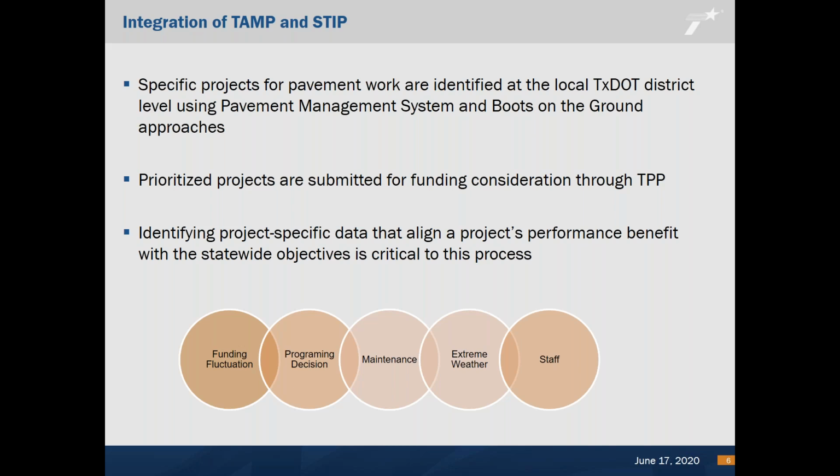The lists are submitted to our planning division. The planning division compiles those project lists together and then evaluates projects based on system priorities, system needs, and also predicted project performance, which satisfies the statewide objectives. You can see the whole process. We consider identified project-specific data that aligns a project's performance benefit with the statewide objectives to be very critical.